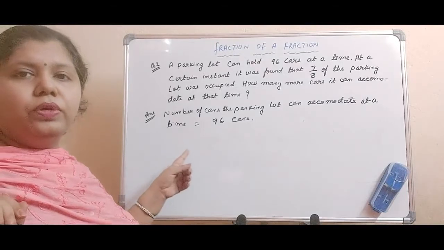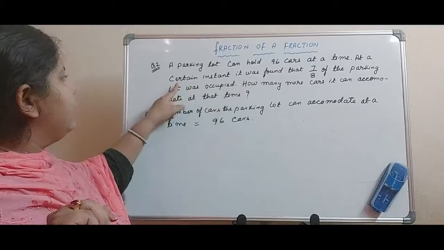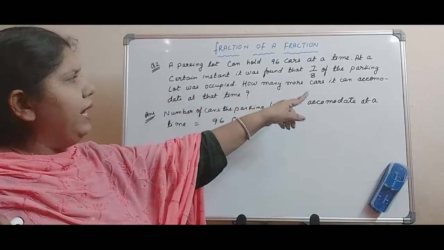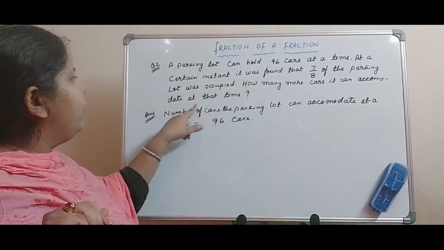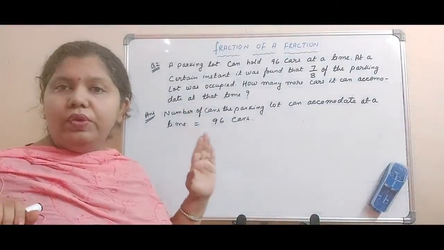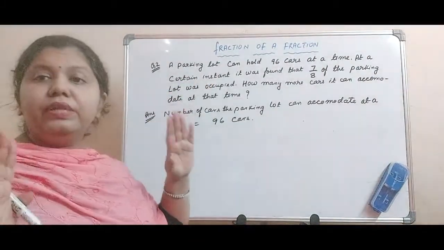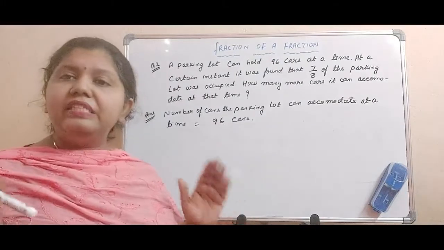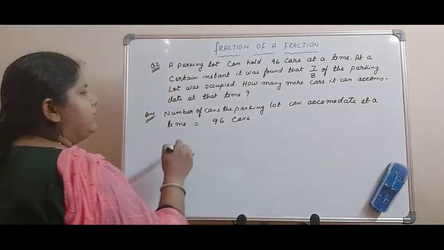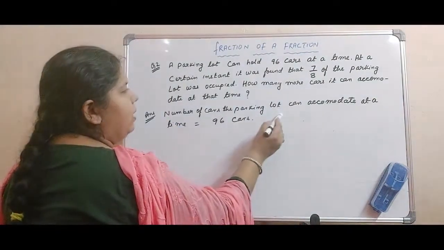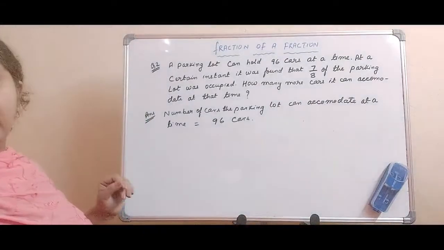Okay, so look at this question here. A parking lot can hold 96 cars at a time. At a certain instant, it was found that 7 by 8 of the parking lot was occupied. How many more cars can it accommodate at that time? Okay, this is the question. So first of all, in the first sentence you try to understand what it is trying to tell. In the parking lot, maximum how many cars can be accommodated. So we have written the first sentence here. Number of cars the parking lot can accommodate at a time equal to 96 cars.